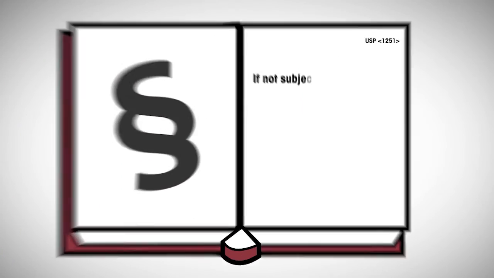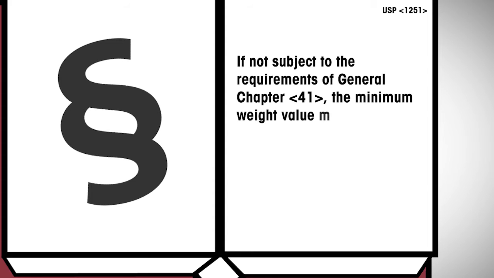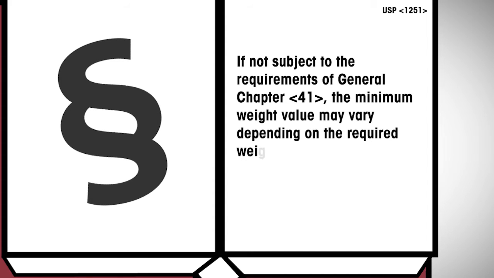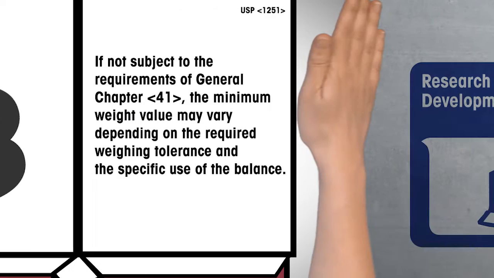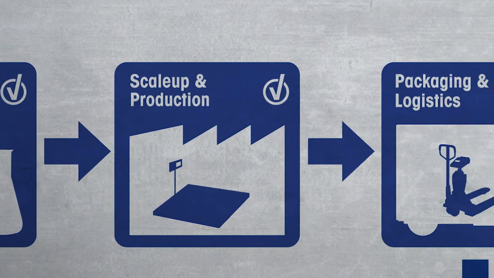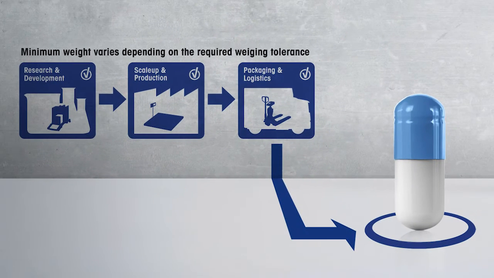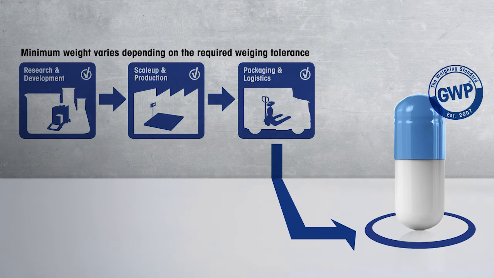It is important to note that USP now also gives recommendations on how to establish the minimum weight for applications outside of USP 41. If not subject to the requirements of General Chapter 41, the minimum weight value may vary depending on the required weighing tolerance and the specific use of the balance. This provides useful guidance to ensure accurate measurements of weighing equipment in other parts of the pharmaceutical process chain as well, guaranteeing consistently good product quality.